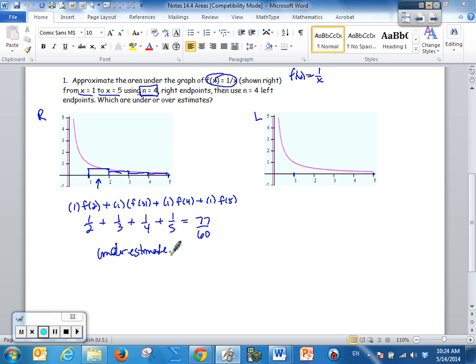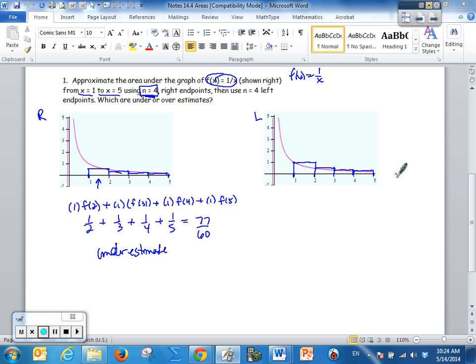All right. So let's take a look at our left endpoints, and let's work with those. For these rectangles, again, I need 4. It's telling me that I need 4 rectangles, and I'm going from 1 to 5. But this time I'm going to put the left corner of the rectangle on the curve. Kind of hard to tell in the really small parts.